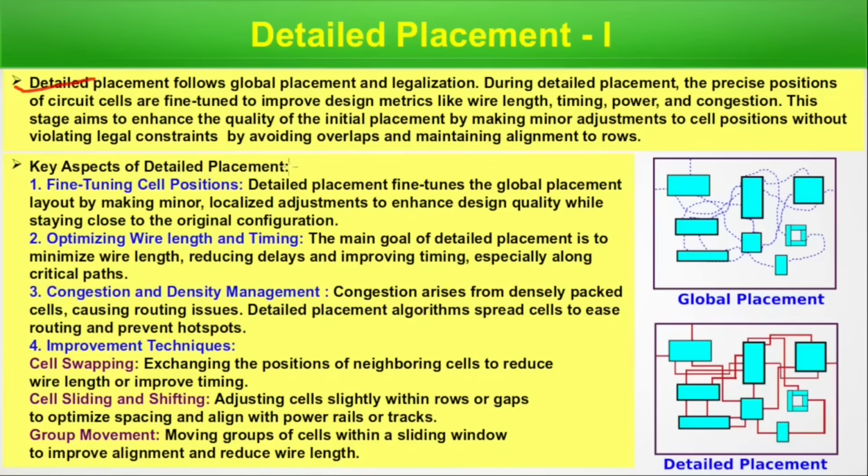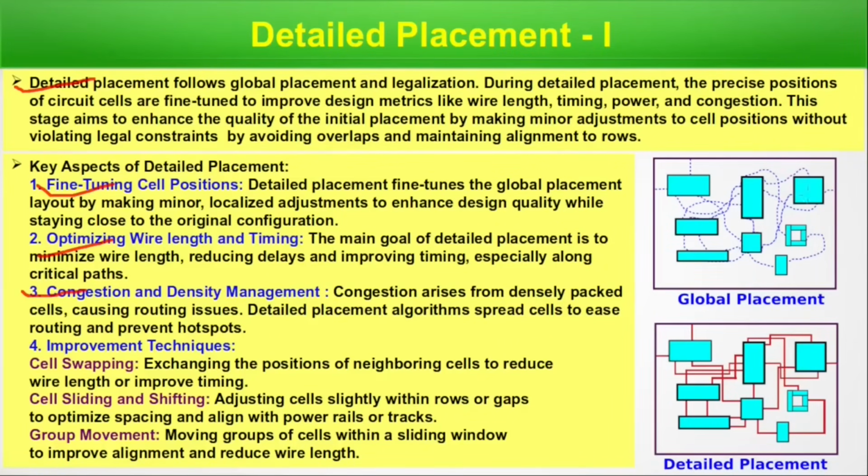So, key aspects of detail placement: fine-tuning cell position, optimizing wire length and timing, congestion and density management, and there are some improvement techniques mentioned. Detail placement fine-tunes the global placement layout by making minor localized adjustments to enhance design quality while staying close to the original configuration. Optimizing wire length and timing. The main goal of detail placement is to minimize wire length, reducing delays and improving timing, especially along critical paths. Congestion and density management. Congestion arises from densely packed cells causing routing issues. Detail placement algorithms spread cells to ease routing and prevent hotspots.